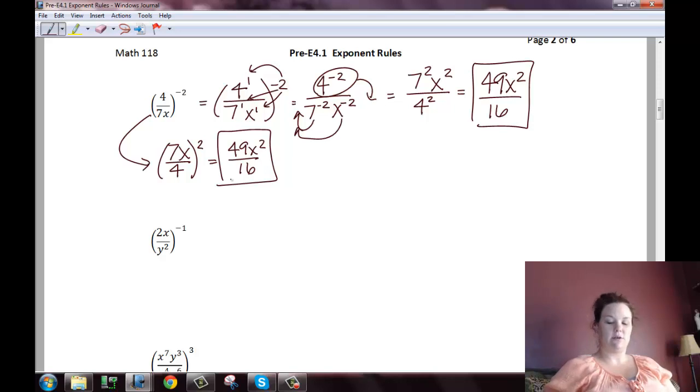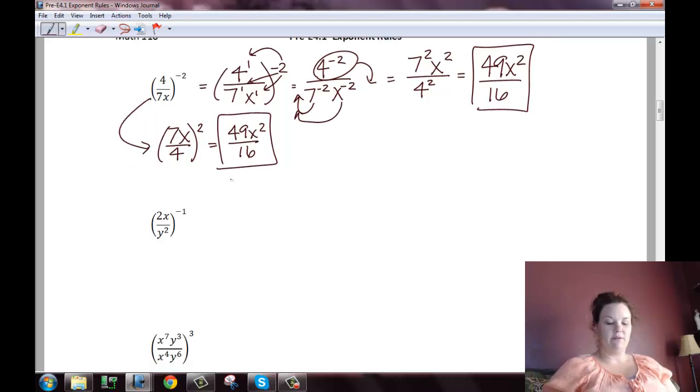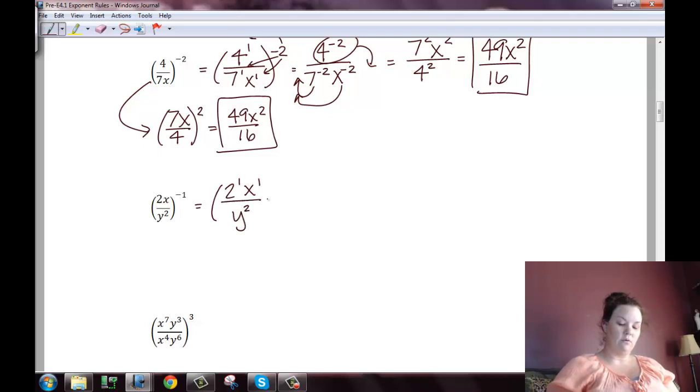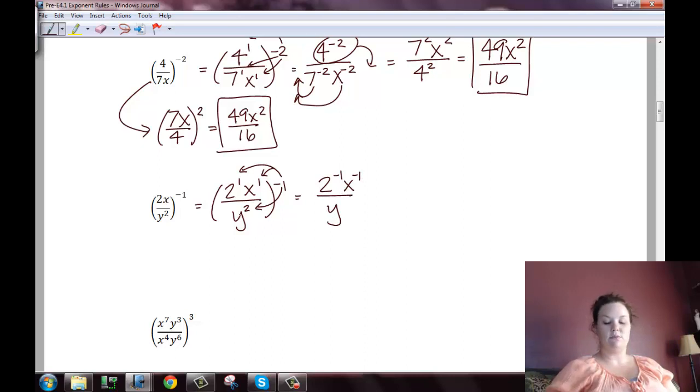This one's the same idea, so we can work it either way. We can flip it first or distribute it. I'm going to go ahead and distribute it, and then I'll show it the other way also. So this is the same as 2 to the first power, x to the first power, all over y squared, raised to the negative 1. And then I distribute that negative 1 to each base's exponent, which will give me 2 to the negative 1, x to the negative 1, and y to the, notice we already had a number here.